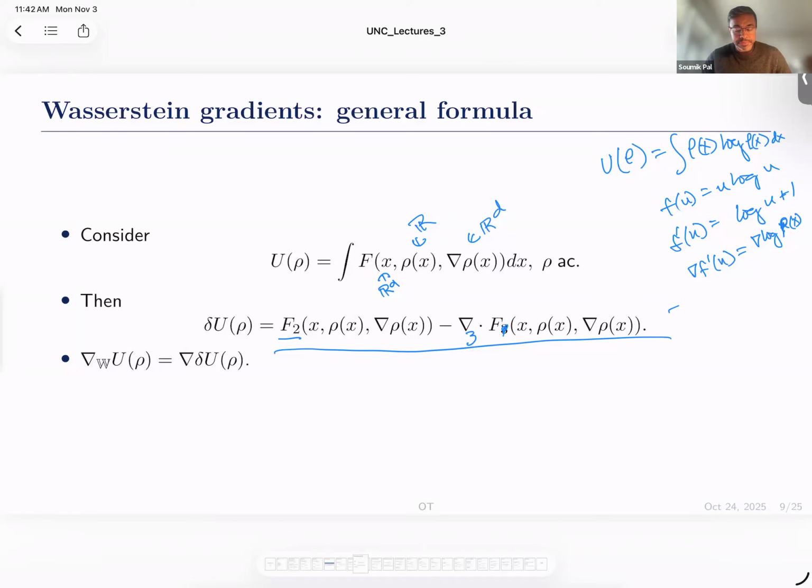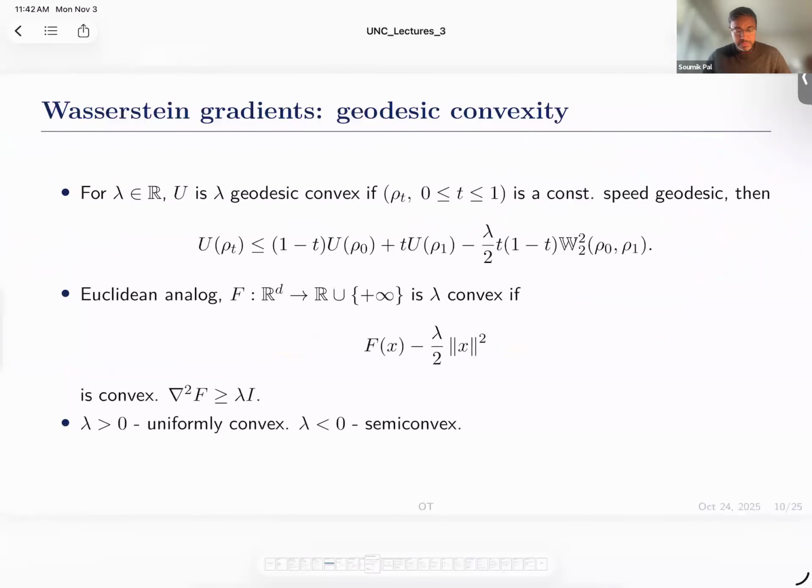Let's see another example. Okay, before we get to another example, which is Kullback-Leibler, I want to connect it back to geodesic convexity. Younghoon has already discussed this, but I just want to go over it again in my own way. So what happens when I have a function that is lambda geodesically convex? We have talked about this before.